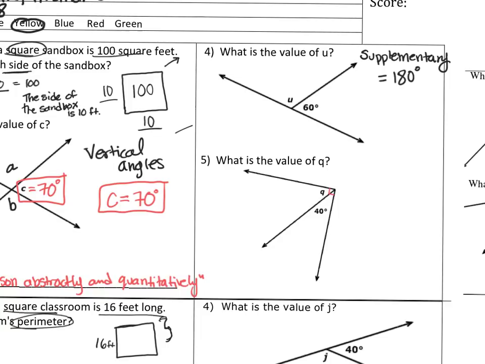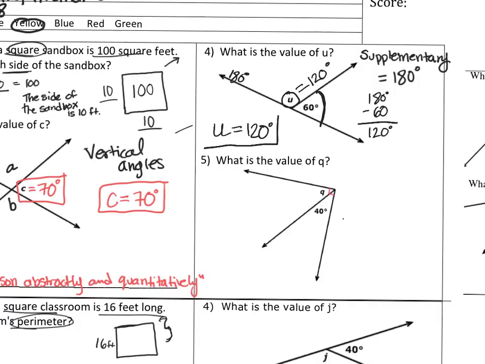If you look here, we have a straight line, and our straight line is being intersected or bisected by this line right here. This line adds up to 180. Every angle within that line has to add up to 180. So that means they're supplementary. 60 degrees are already claimed. So what we do is we subtract 60 from 180, and that gives us our angle for U. 180 minus 60 is 120 degrees. So U is equal to 120 degrees. And I'm going to rewrite it on the side so I have a clean answer. So these are supplementary angles.